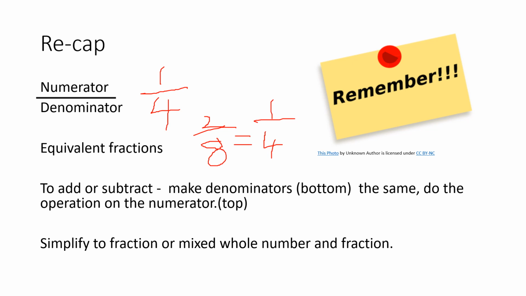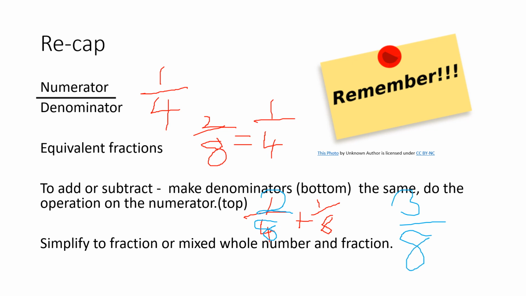And to add or subtract, we looked at how we do that by making sure that our denominators are the same. And if they're not, we change our fraction so that they are. So if I had a quarter plus an eighth, I'm going to change that to 2 over 8, and then I can just add 2 and 1 and get 3 over 8.